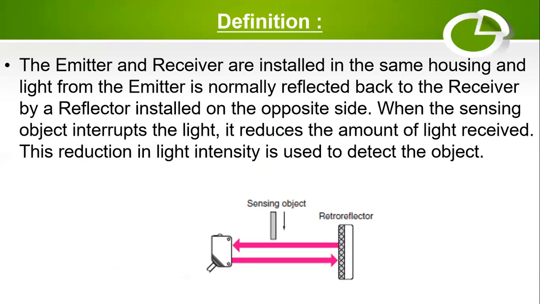First of all, we want to know the definition of reflective sensor. The definition is the emitter and receiver are installed in the same housing, and a light from the emitter is normally reflected back to the receiver by the reflector installed on the opposite side. When the sensing object interrupts the light, it reduces the amount of light received. It is this reduction in light intensity that is used to detect the body.